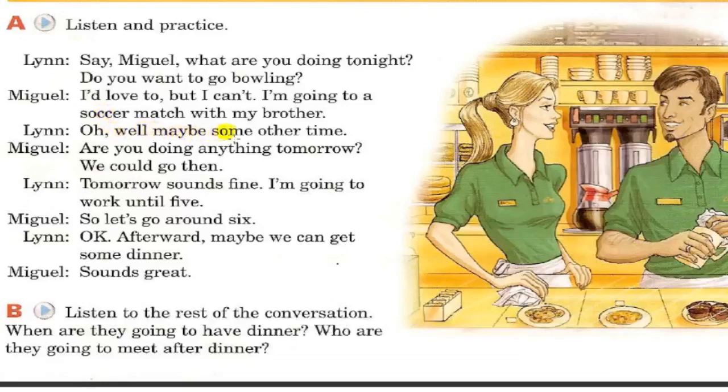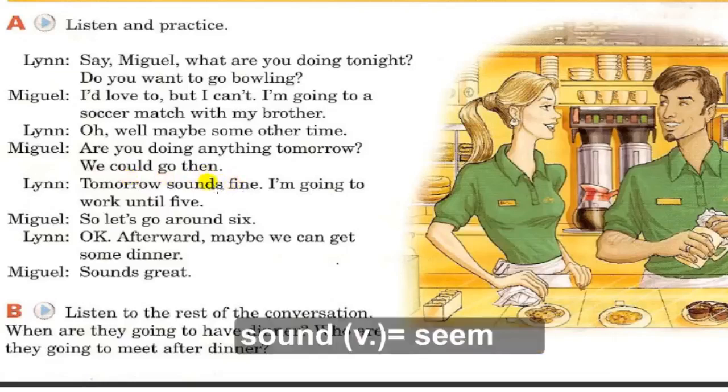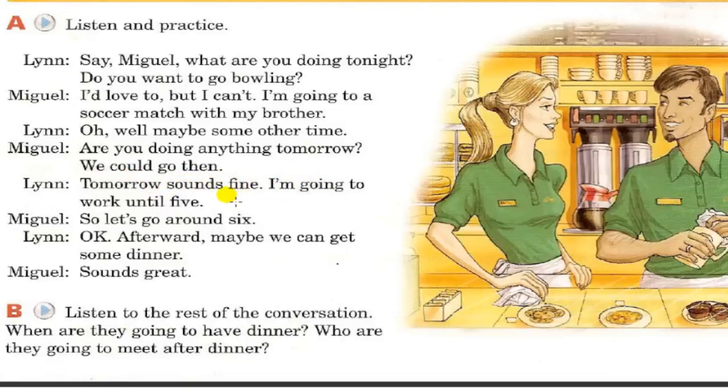Oh, well. Maybe some other time. Are you doing anything tomorrow? We could go then. Tomorrow sounds fine. Sounds here means seems. Tomorrow is fine. I'm gonna work until 5. So let's go around 6 o'clock. Okay. Afterward, maybe we can get some dinner. After that, we can have dinner together. Sounds great. That's great.